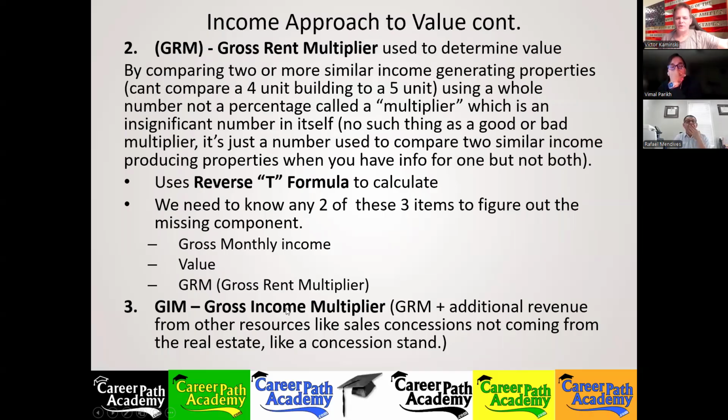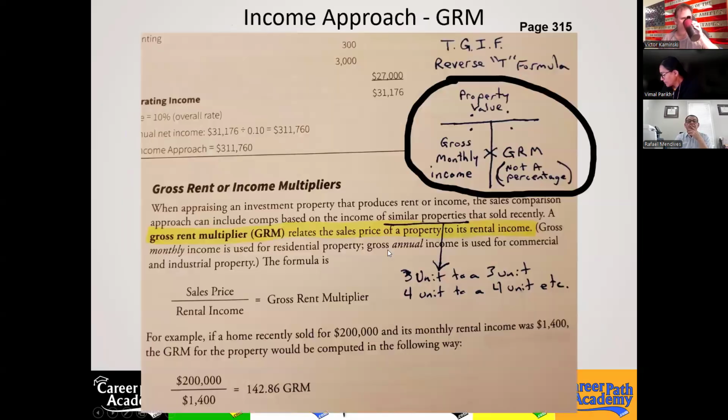And then the GIM, the gross income multiplier, is kind of like a spin-off of the GRM. It also includes income from non-real estate sources, like revenue from concession stands. So highlight and take these notes here. This is the reverse T formula, like I showed you on a previous slide. Remember, TGIF, top number goes in the calculator first. That's what that stands for. This is the reverse T formula where the property value goes up top, gross monthly income on the bottom, and the GRM, which is not a percentage, on the other side.